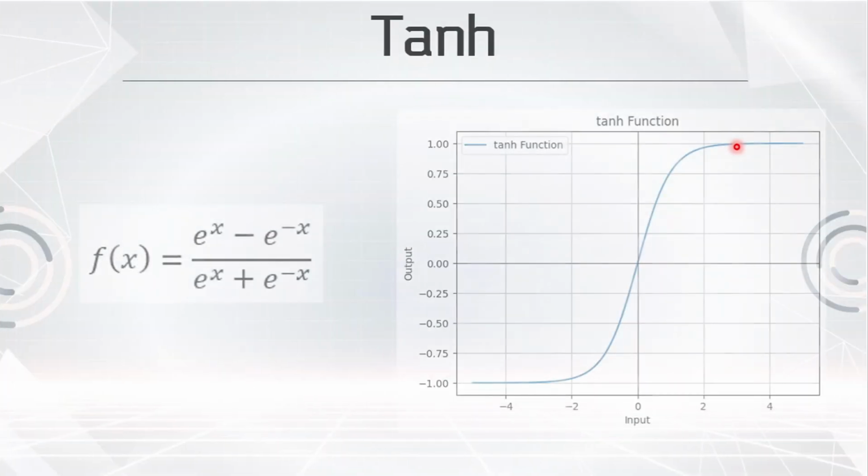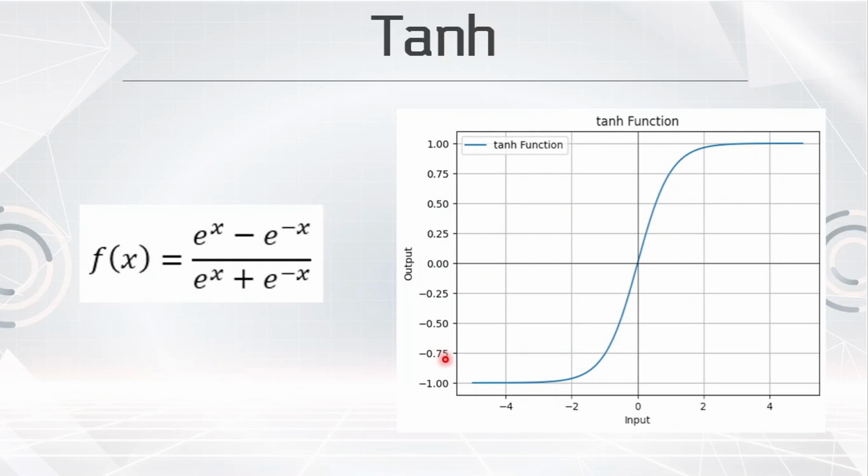The next activation function here is Tanh. Tanh looks like Sigmoid, but it has a range of -1 to 1. This activation function also has the vanishing gradient problem, that's why it's not preferred anymore, but it can be used instead of Sigmoid in the situations where you need negative values as well.